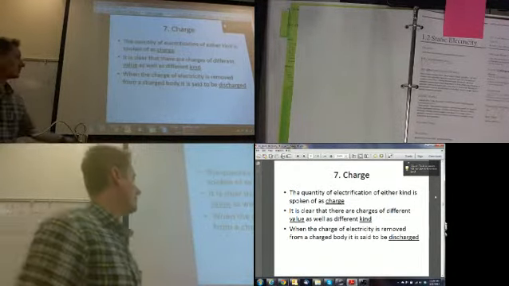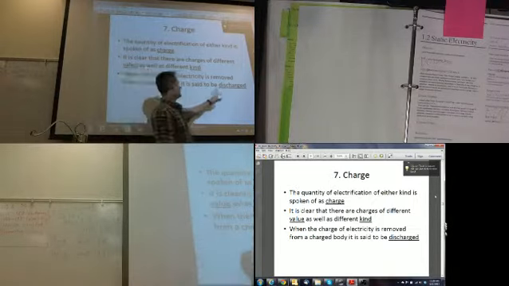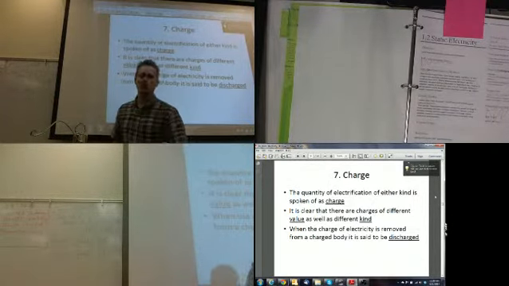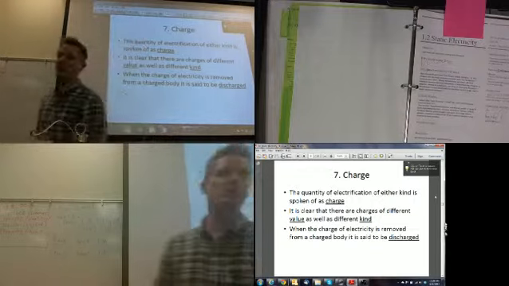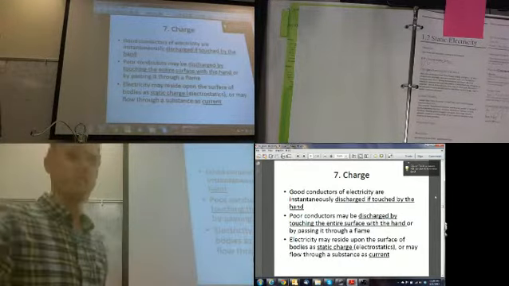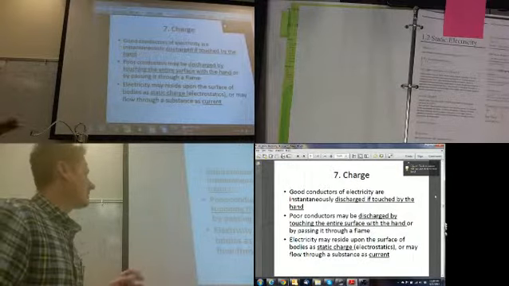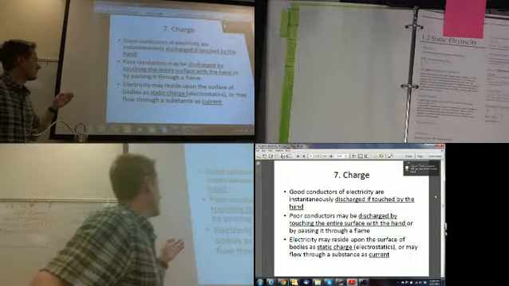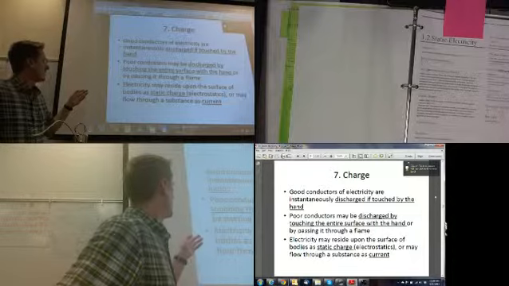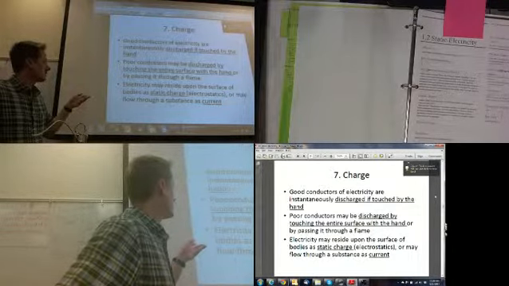When the charge of electricity is removed, we use the term discharged. Hey, when I touch this, it's called discharged. This is just terminology. Good conductors of electricity are instantaneously discharged when we touch. We already talked about that. Poor conductors may be discharged by touching the entire surface.